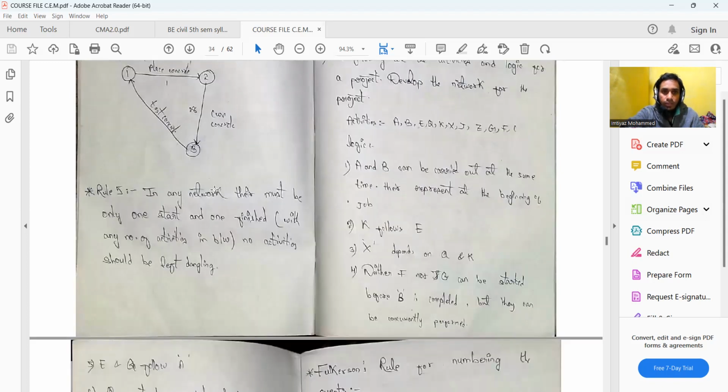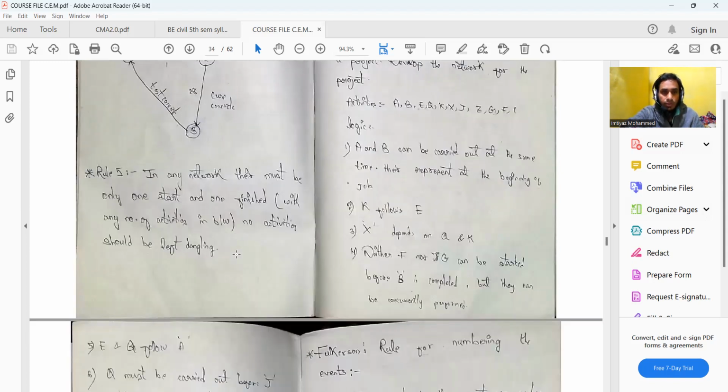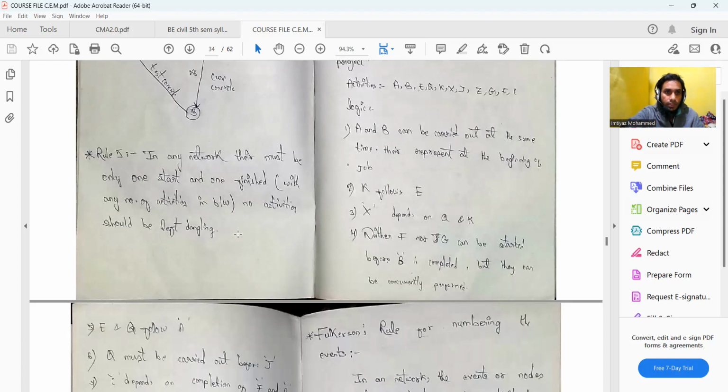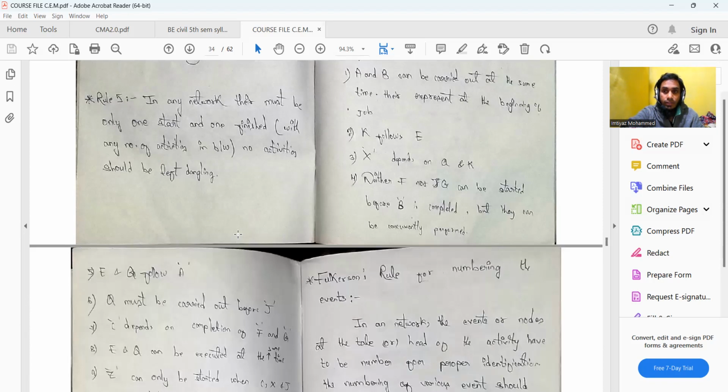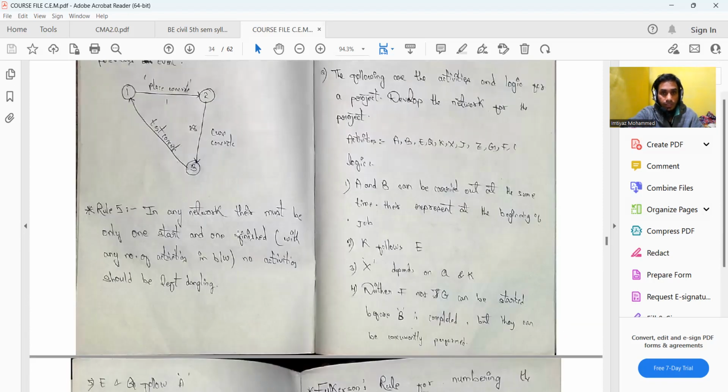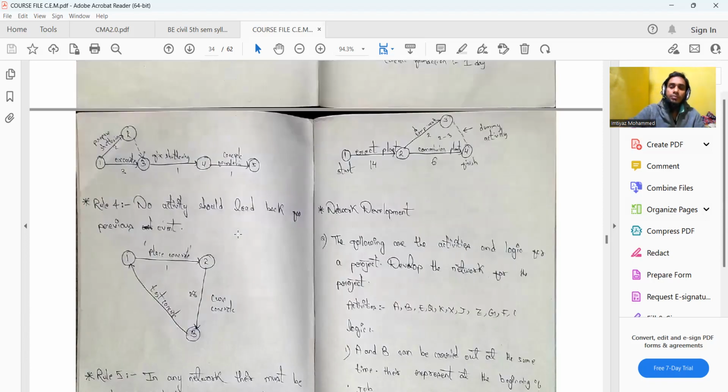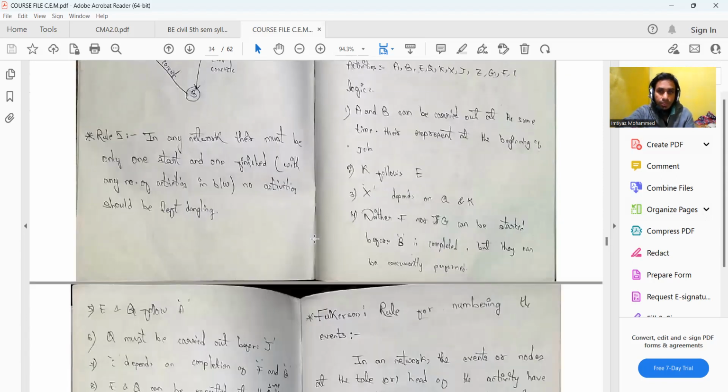Now you have this rule 5. In any network, we must have only one start and one finish, and any number of activities in between, and no activity should be left dangling. And that's the reason why we have this dummy activity, which is shown by the dotted lines. So friends, just make sure that you learn about dummy activity, because this has come in the short answer type questions a couple of times in the previous years' examination papers. So please make sure you learn about that.